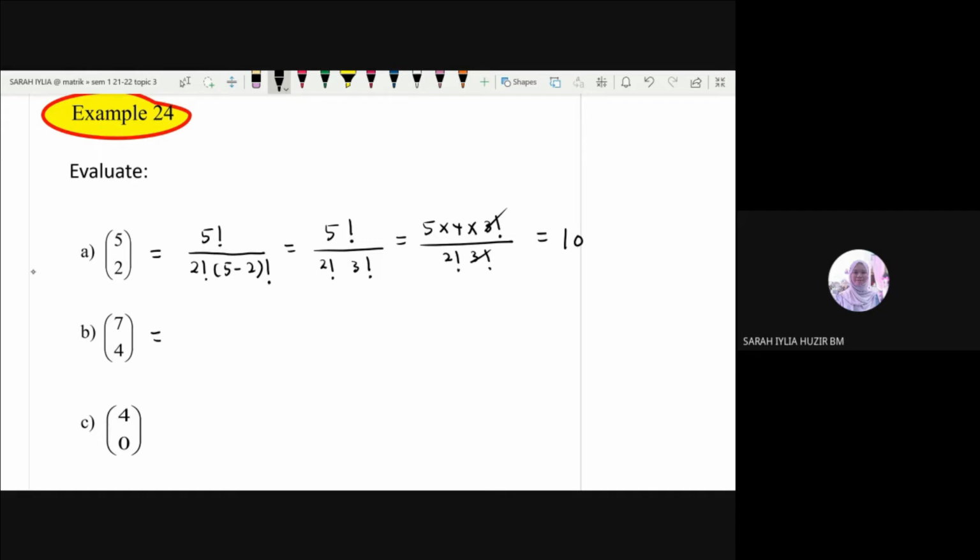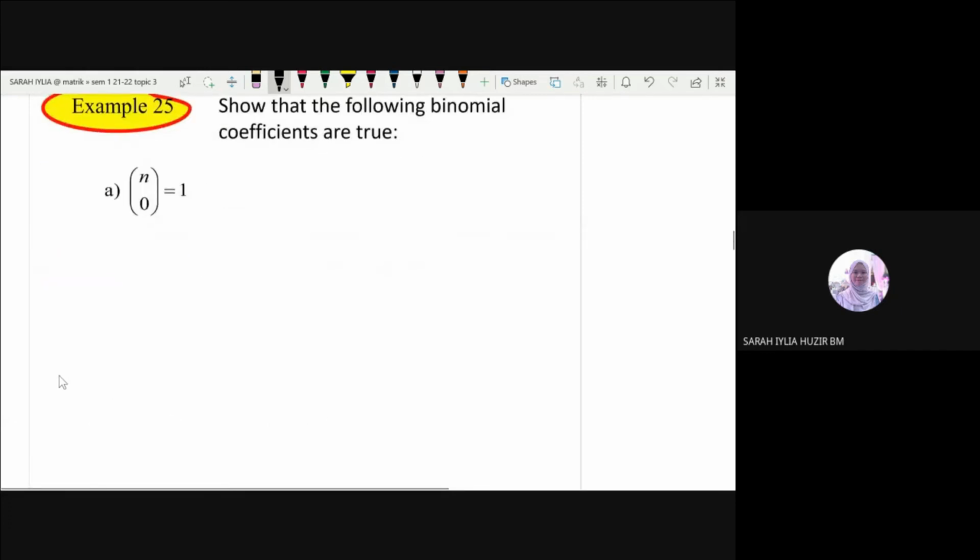So kalau kita ada 7, 4, this is actually 7C4. So 7C4 tekan je lah calculator. 35. Okay, next one. We have 40. So this is 4C0. Anything C0 would be 1. Itu fix. Jumpa 100C0, it's still 1. Okay. So this is how to evaluate NCR. Tekan calculator. Kita masuk kalau it's involving variable.